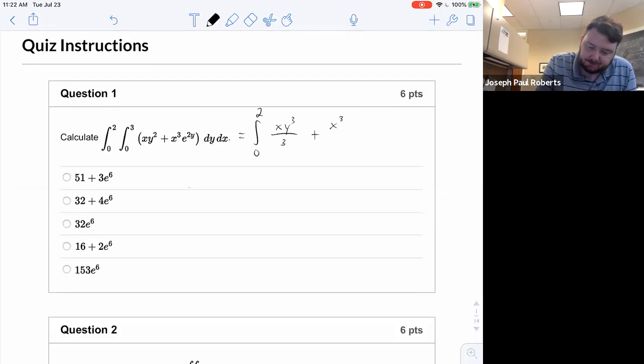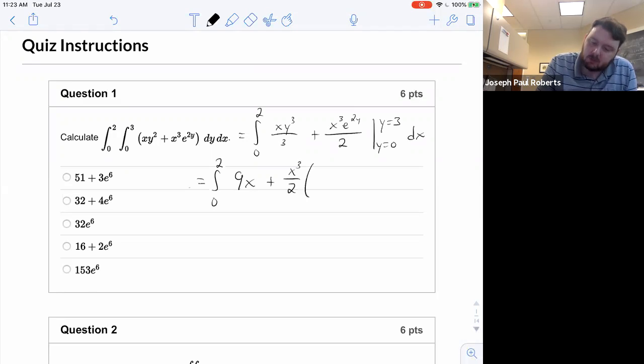So I'm going to get xy cubed over 3 plus x cubed e to the 2y over 2. And then I plug in my y bounds. 27/3 is 9, so 9x plus x cubed over 2. When I plug in y equals 3, I get e to the 6th. But then be careful, e to the 0 is 1, so I'll have a minus 1 right there.